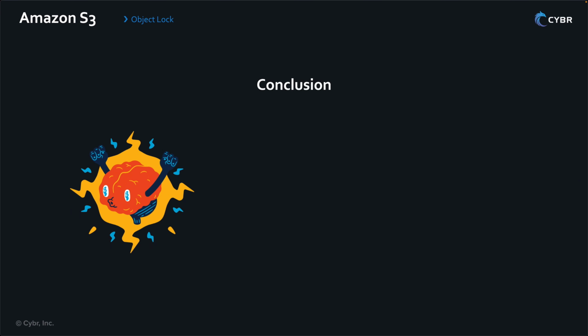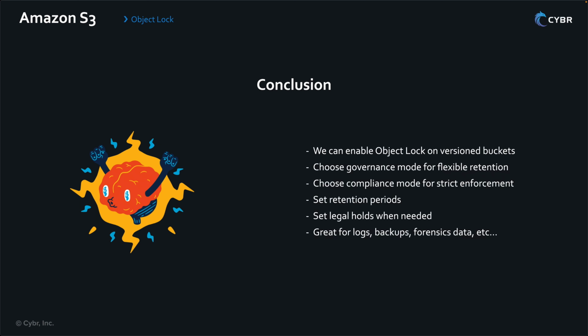So to recap as we wrap up, remember that you can enable Object Lock on versioned buckets. You can choose governance mode for flexible retention, or you can choose compliance mode for strict enforcement. You can set retention periods, and you can also set legal holds whenever needed. And this feature is going to be great for things like logs, like your CloudTrail logs or CloudWatch logs, for backups, for forensics data, or any other type of critical or sensitive information.